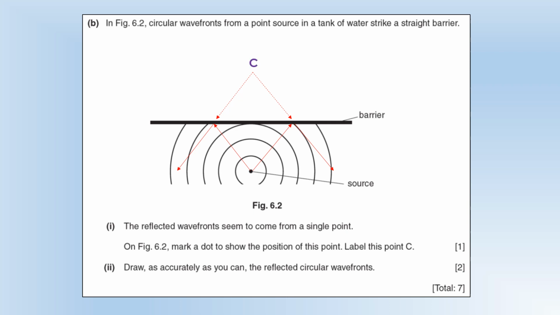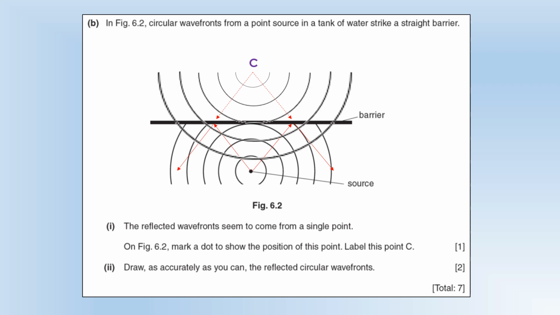And then what I'm going to do is set up circular waves coming out of there with the same wavelength, and we end up with this diagram here, and we can see where the reflected rays would be. Okay, so that completes the set of questions looking at waves.